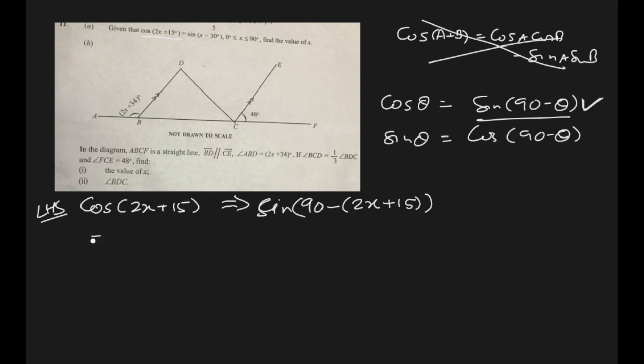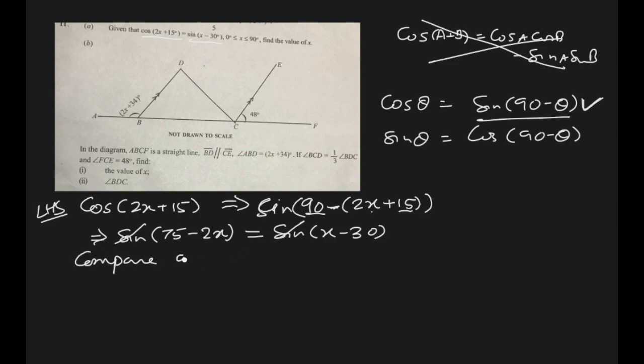So what does it become? Sin(90 - 15 is 75, and minus 2x), and this will be equal to, on the right side, sin(x - 30). Since both angles are of sine now, we can ignore sine and just compare angles. And what do we get? 75 - 2x equals x - 30.